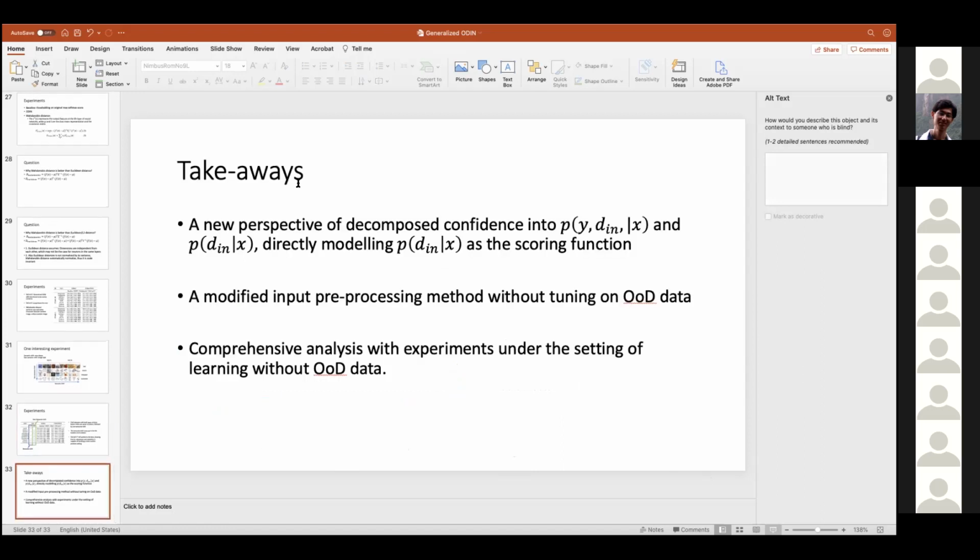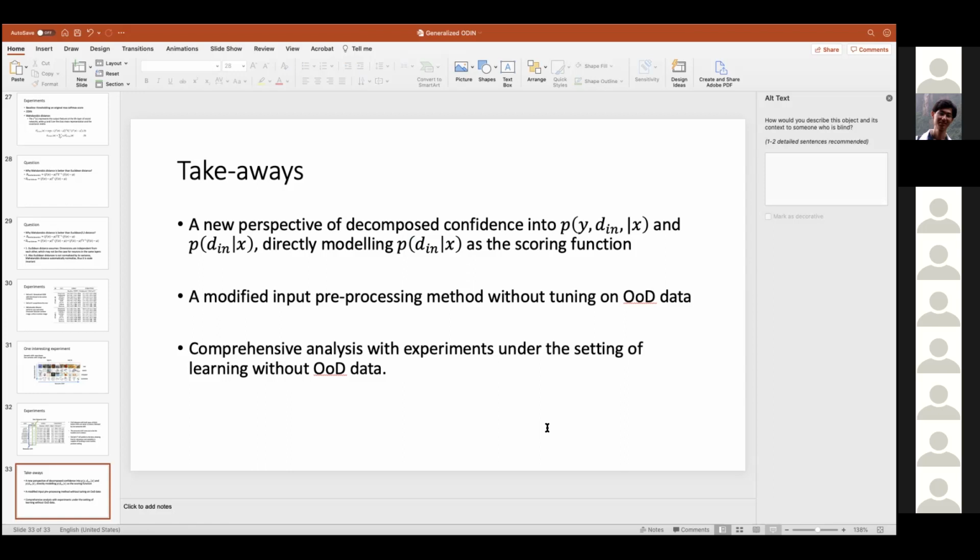So the takeaway here is the three contributions of this paper. The first one is that it tries to decompose the confidence into two parts and directly model the probability that X is from in-distribution data. Second, when they do input pre-processing, it does not rely on any out-of-distribution validation set. And third, they do some comprehensive analysis with experiments under this setting without out-of-distribution data. I feel that is an interesting paper, especially when they decompose the confidence into two components.